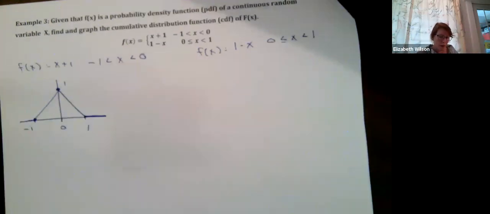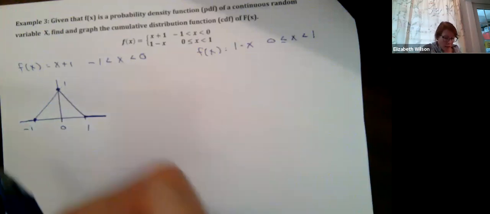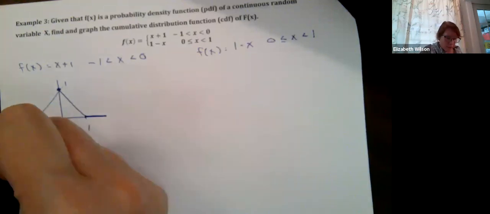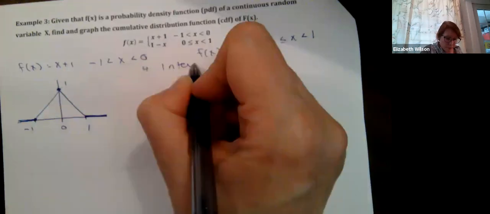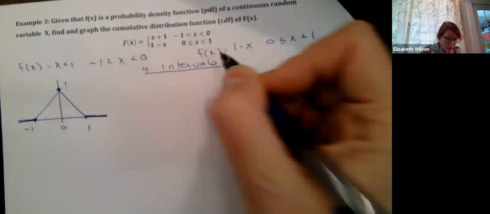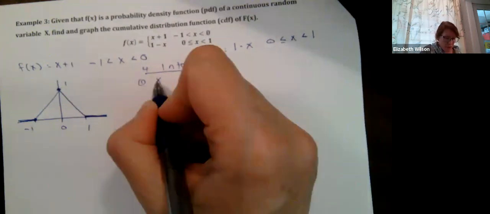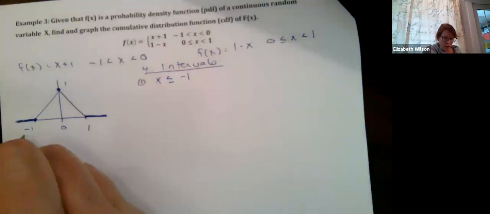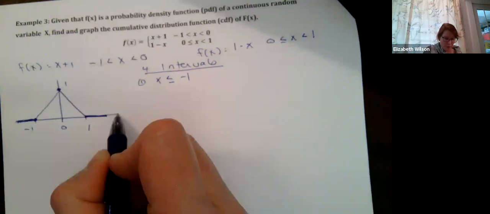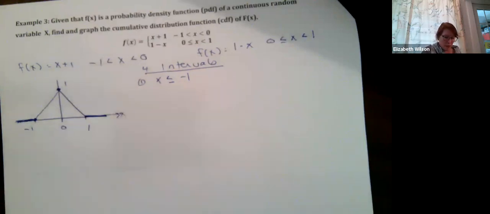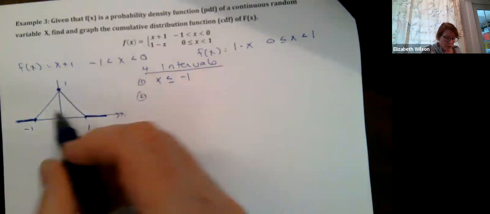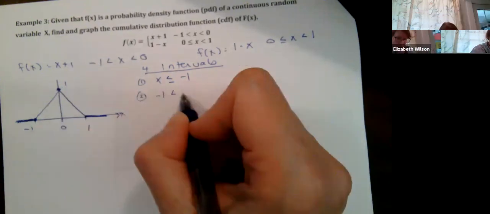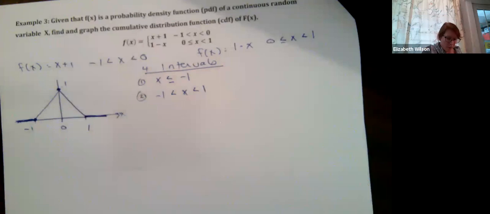So when I think about my cumulative distribution function, I have to think about 4 different intervals. The first one is when x is less than, or less than or equal to, -1. When x is less than -1, that's my first interval. My second interval is between -1 and 0, my bad, -1 and 0. That gives us this range here, that part of the function.